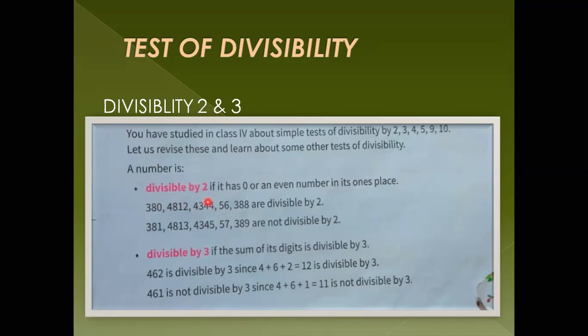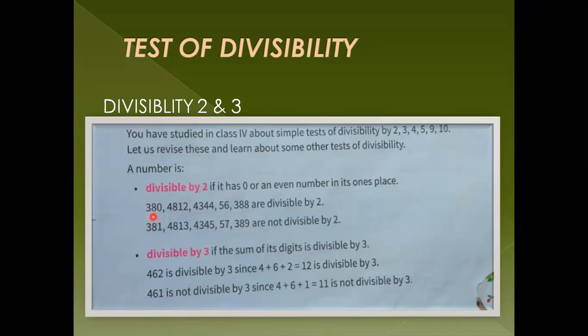A number is divisible by 2. How can we find out whether a number is divisible by 2 or not? What is the rule for that? If it has 0 or an even number in its ones place. Suppose for example the number 380. Here you can see the ones place, tens place, hundreds place. Only in the ones place you have to check. In the ones place it should be 0 or an even number. Even numbers means 0, 2, 4, 6, 8. If any one of these is in the ones place, then the given number is divisible by 2.